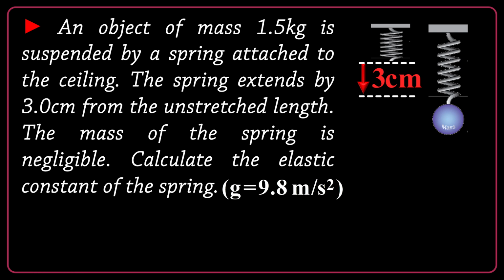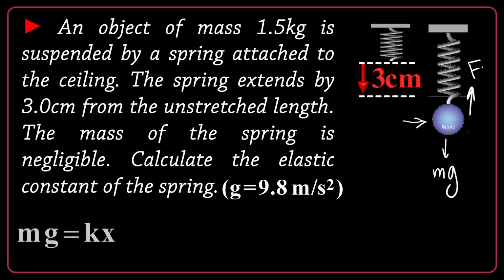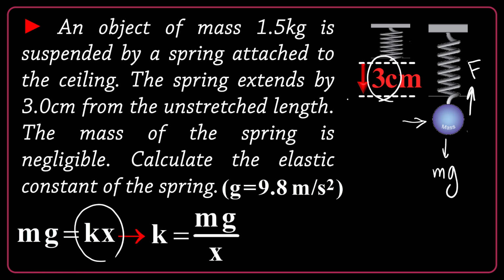Okay, we suppose that the object is at rest here. At rest means that it's in balance. According to the vertical forces acting on that, mg downward and the elastic force upward, they must be equal and opposite. So F is equal to mg. Actually, F is kx, you know. k is the spring constant we are looking for, and x is the extension here. So I solve this equation for k, mg divided by x.